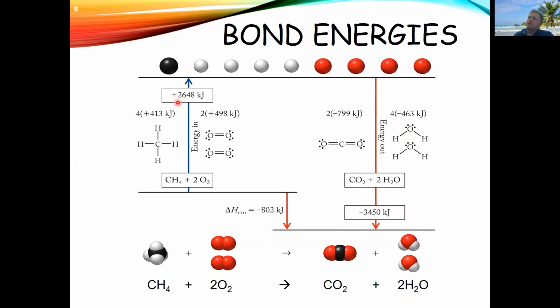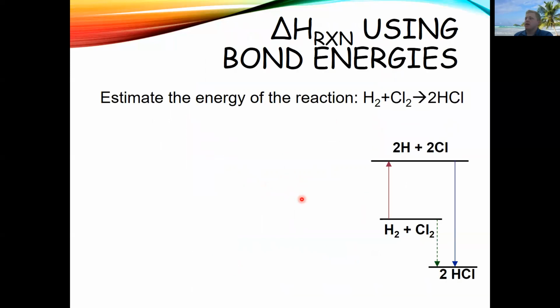So we're going to take this 2,000 kilojoules that we put into the system, add it to this 3,000 we released, and find that the overall delta H of this reaction is negative 802 kilojoules. So that's just this value added to this one. Let me know, of course, if you have any questions or concerns about that.